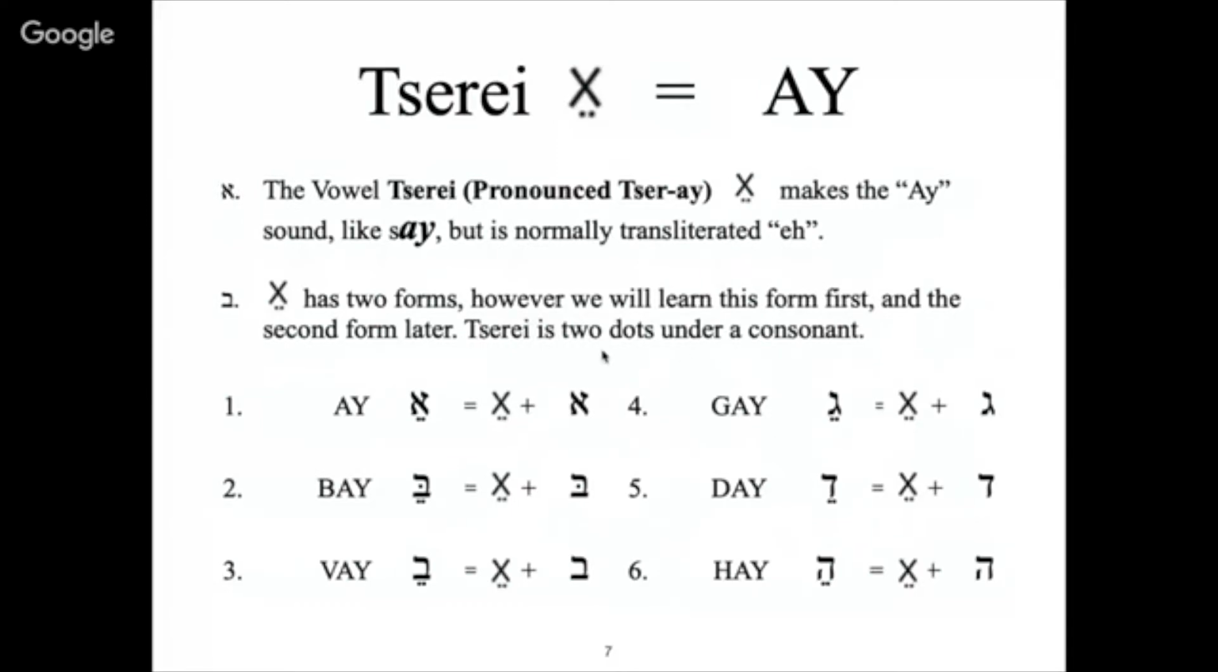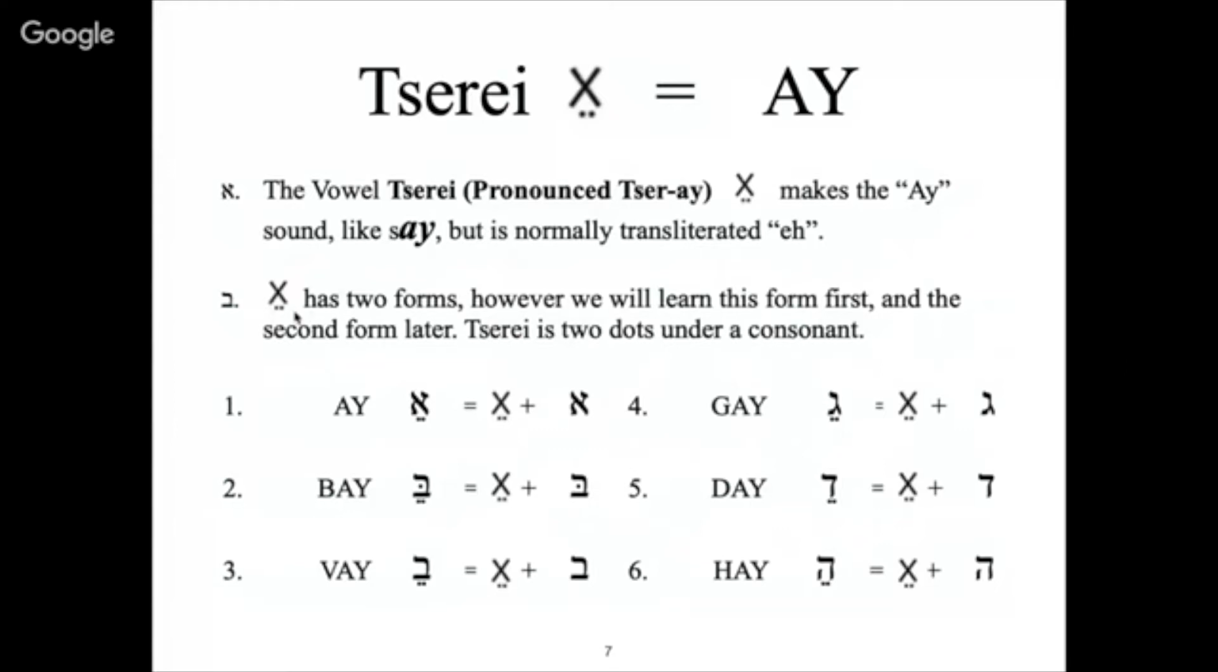All right, so now we're going to put some vowels with these letters to give them different sounds. So the vowel Tzeirei, and remember, if we learn the names of these vowels, this is a problem that I have, remembering the names of these vowels. But when you learn the names of the vowels, it helps you to know what sound they make. So this vowel, Tzeirei, these two dots under the letter, make the A sound. It sounds like say, but is normally transliterated as E, but we know that the sound it's making is A.